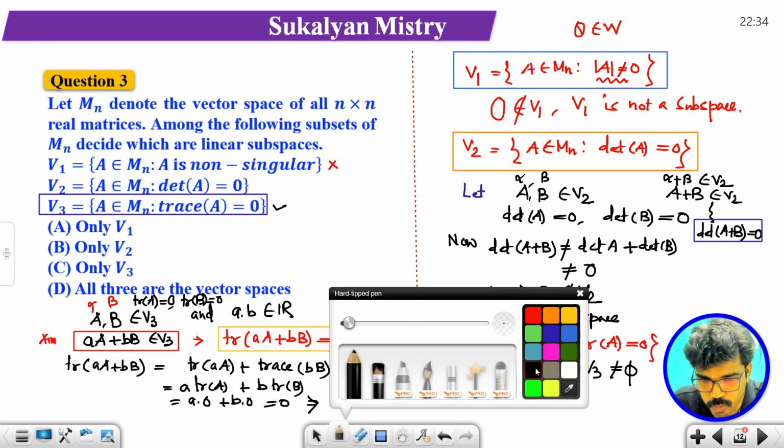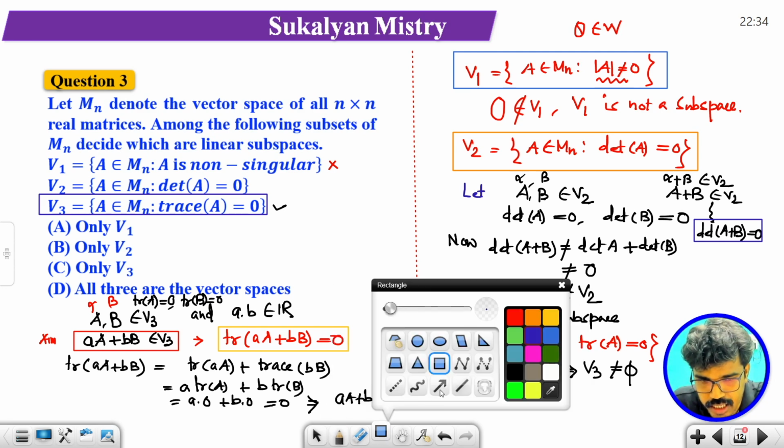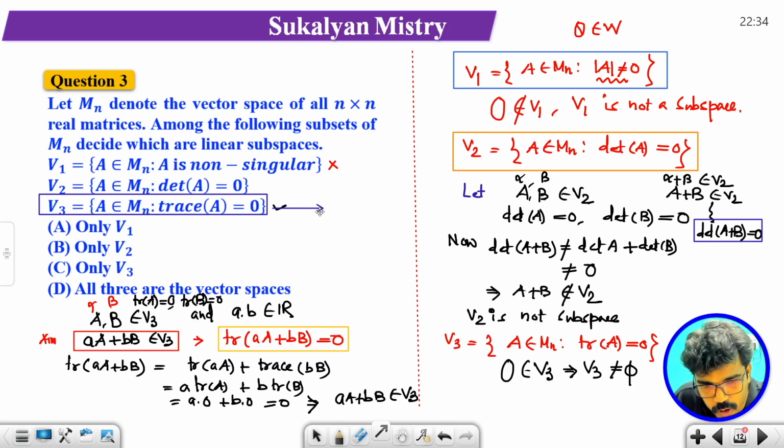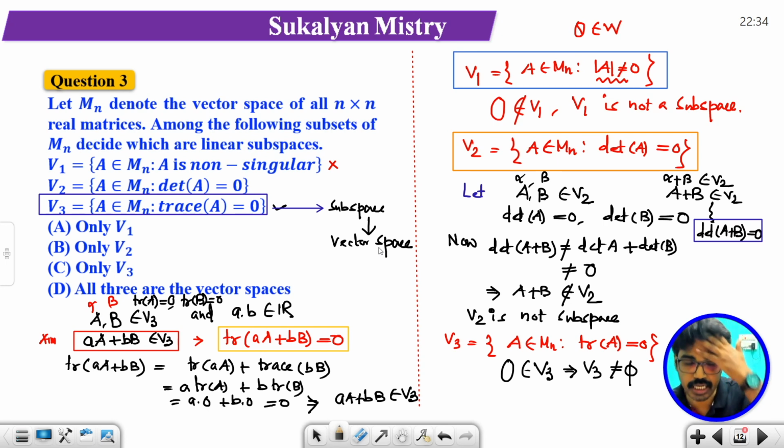Okay. So what did we prove? Only this one is a subspace. So this will form a subspace. Since it is a subspace, we conclude that this is a vector space. Okay. So I think the concept is clear to all of you, right? Okay. So next problem.